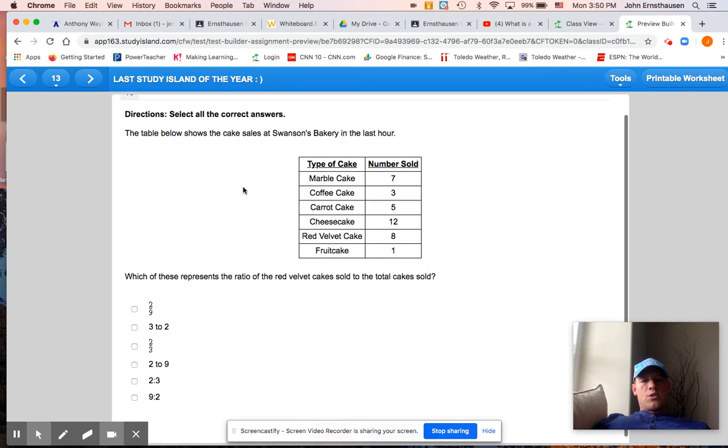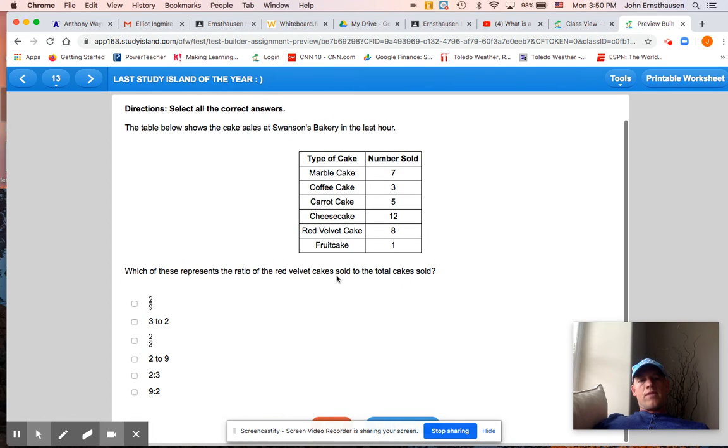This is a ratio question. It says, which of these represents the ratio of red velvet cakes to total cakes? You're going to have to find the number of red velvet, and then you're going to have to find the total and add them all up, and you may have to reduce.